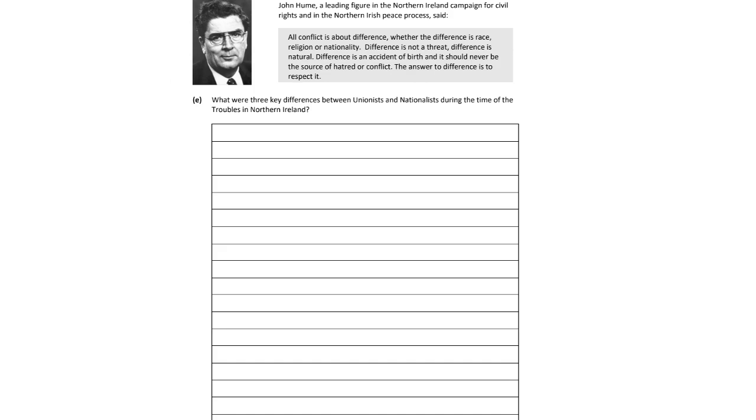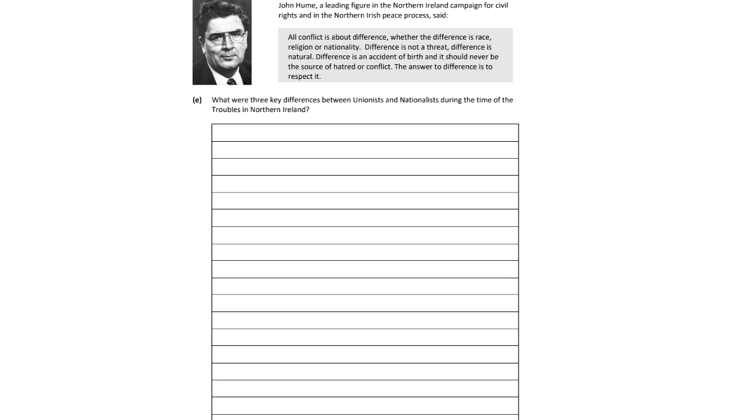Well, the first thing we could say is Unionists wanted to remain in the United Kingdom. They wanted Northern Ireland to remain in the United Kingdom. Nationalists wanted Ireland to be reunified as a 32-county republic. Unionists would be mainly Protestant or Presbyterian. Nationalists would be mainly Catholic. Unionists would have played different sports such as rugby and cricket. Nationalists would most likely play games like GAA, like Gaelic football and hurling.